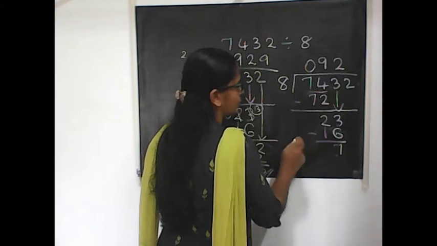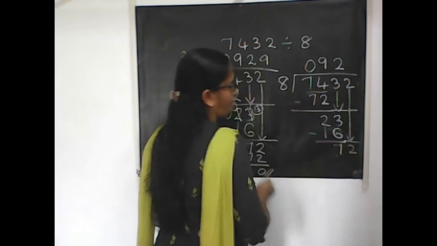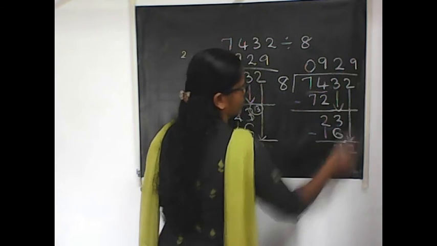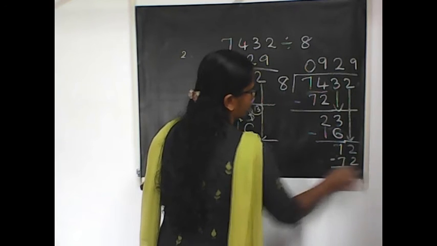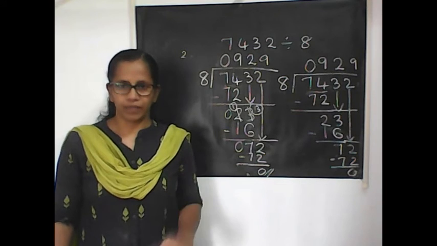From 7, you cannot subtract. So bring down the next digit. That is 2. 72, again 9 times. 72 itself. Minus it, 0. Okay. This is the way to do division.